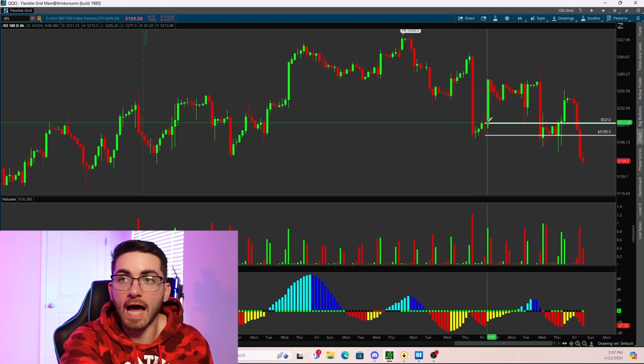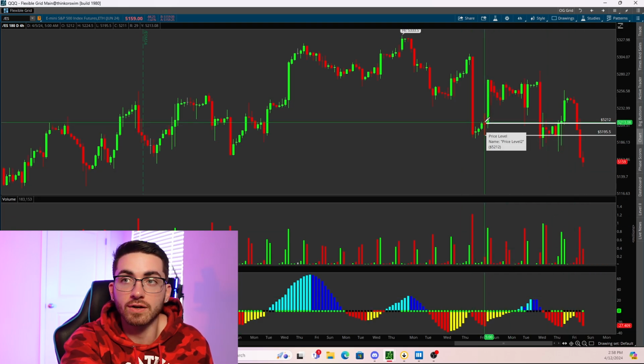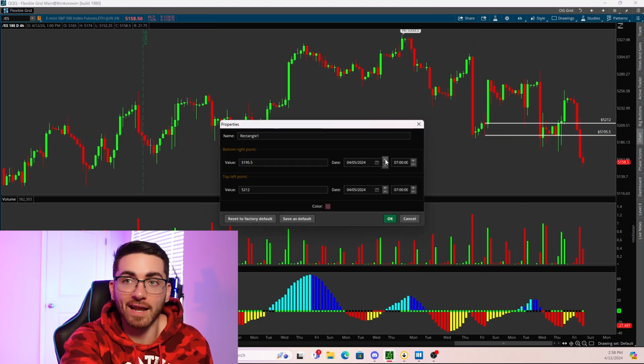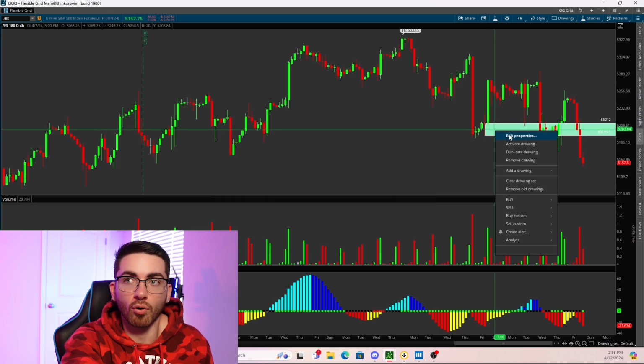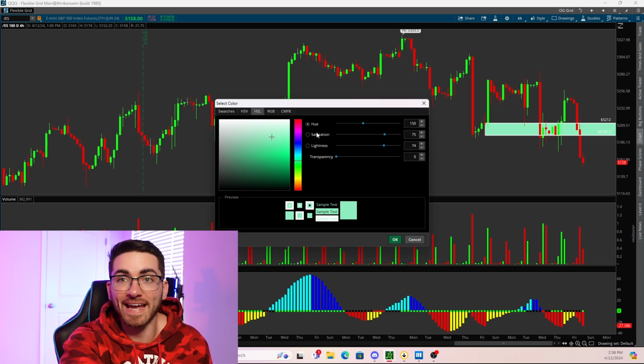So I would go ahead, I would mark those points, I would cancel the left extension so I know it's right here, and then I'll simply just draw the rectangle, right click on it, edit properties, and extend it to the right, and then I make it this green right here. And just so it's not this bright, you can go back to edit properties, click color, click more, and then go to HSL and make your transparency whatever you want.